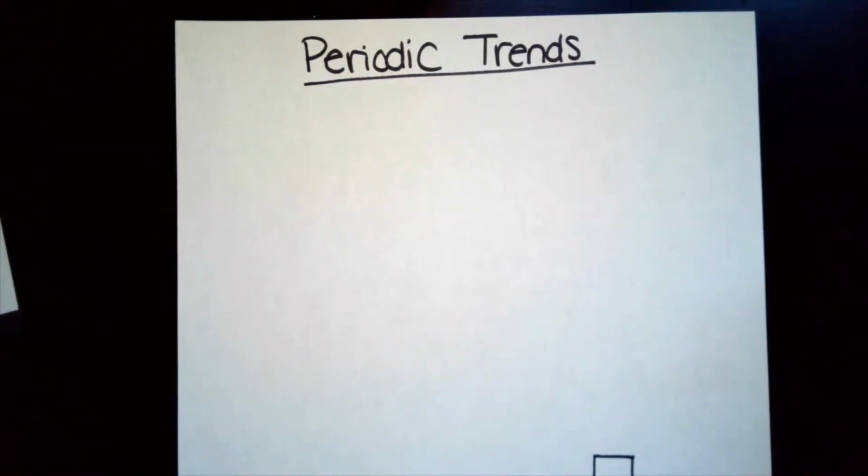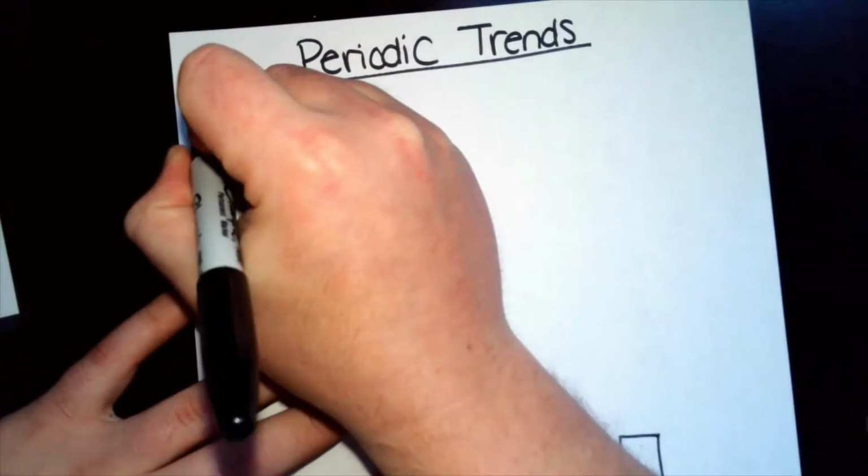This is the final video for Chapter 6, and in it I'm going to be discussing periodic trends. There are several very important properties of elements that will be used quite a bit moving forward, and they all follow specific trends along the periodic table. So first I'm going to go through and define them, and then I'm going to show you what the trends are for each. So the first one I want to talk about is ionization energy.